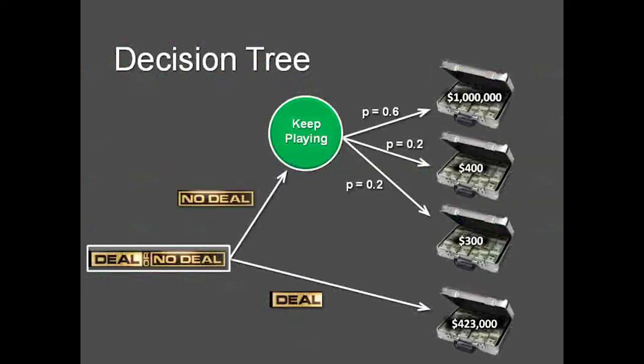Okay, you've had some time to think about it. Let's look at this from a decision analysis standpoint. One way to think about this, I've drawn here on the slides a decision tree. She's got a decision that's shown by this rectangle on the left. The decision is, does she take the deal or does she not take the deal? If she takes the deal, then the outcome she gets is $423,000. That's the lower branch of this decision tree. If she doesn't take the deal, she gets to keep playing.